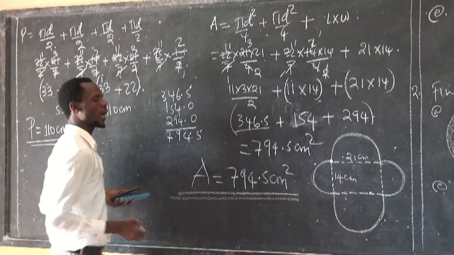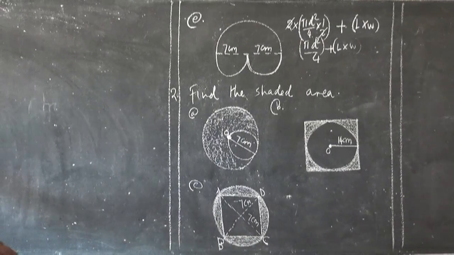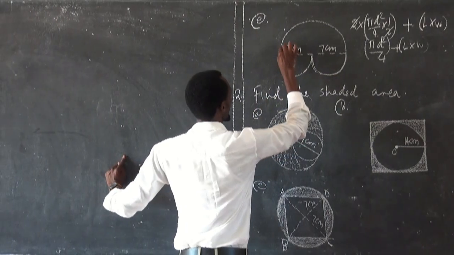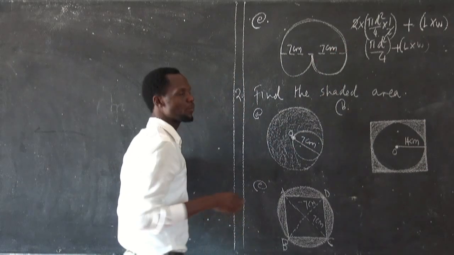Why centimeter square? It is because we're talking about the area. In the first question, it was to determine the perimeter and the what? Area. Now it is very simple.